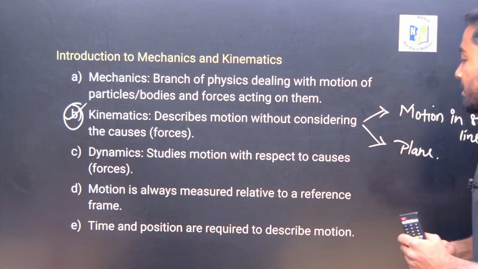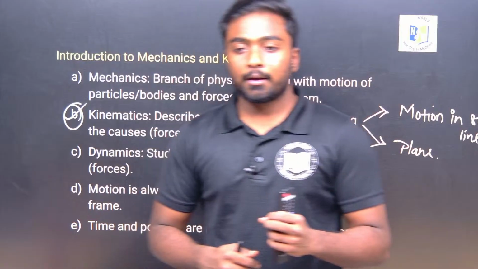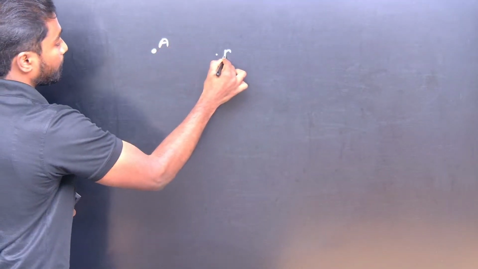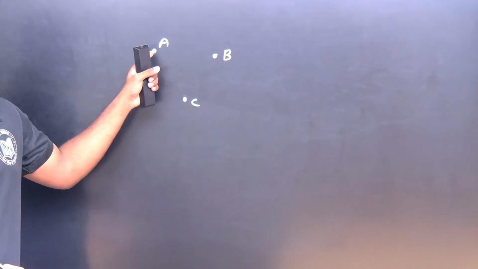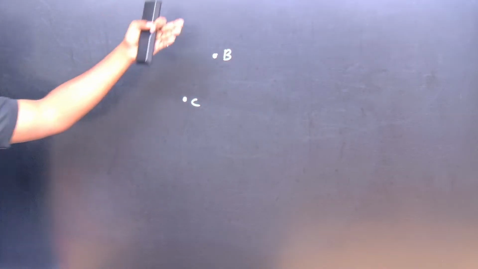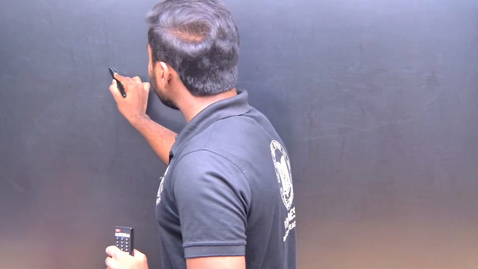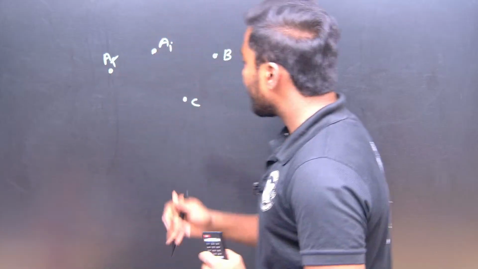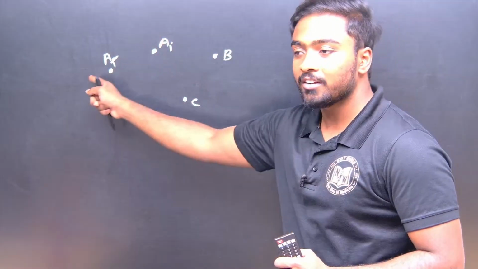Next, motion is always measured relative to a reference frame. If I take an object or a point, for example point A and point B, and point C is there. Point A changes its position with respect to time. Suppose this is the initial position and the final position is this one, A initial and A final. According to C and B, A is in motion, right? Yes, because it changes its position.